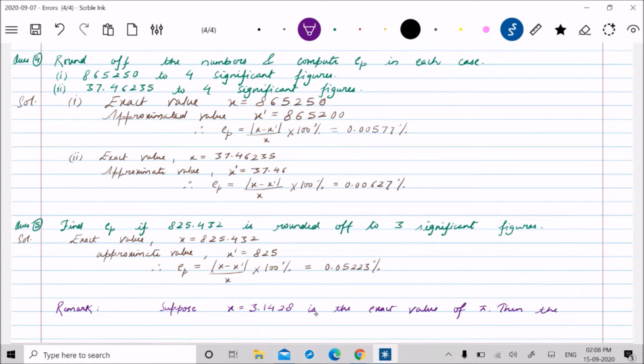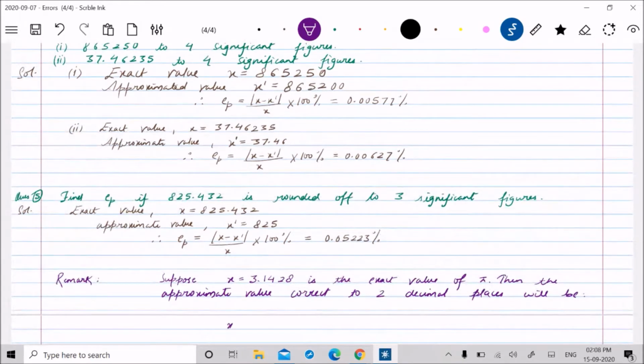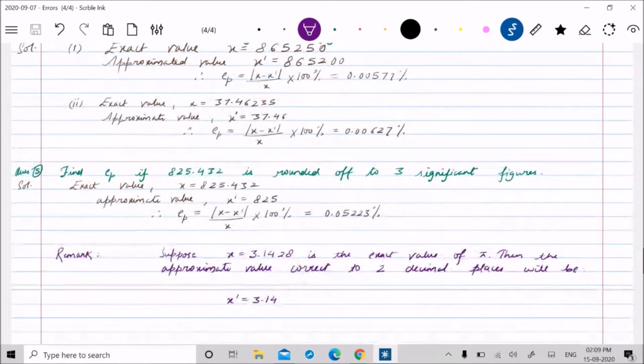the approximate value correct to 2 decimal places will be, if you write this value correct to 2 decimal places, 3.14, and of course this value has 2 decimal digits. You can see that there are 2 digits after the decimal, that is 1 and 4, and both of them are correct. So do you agree with this? Both decimals are correct in this value x dash.